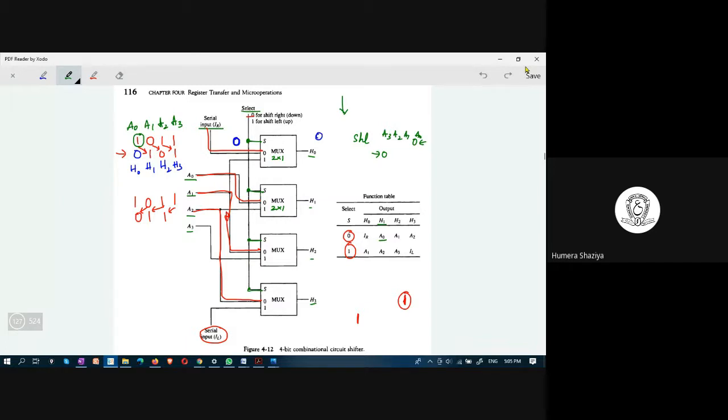For H0, we are doing serial input 0. You are transferring 0 here. H is output, A is input, right? So H0 would be 0, which is serial input. H1 would be A0. H2 would be A1. See, it is shifting right. H3 is A2.